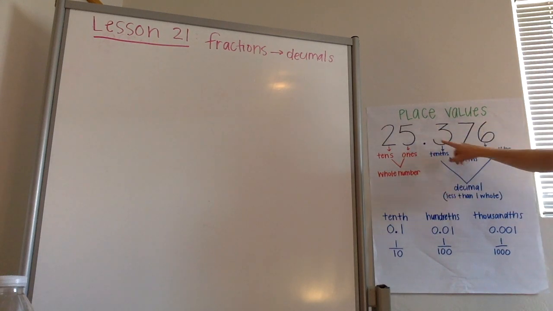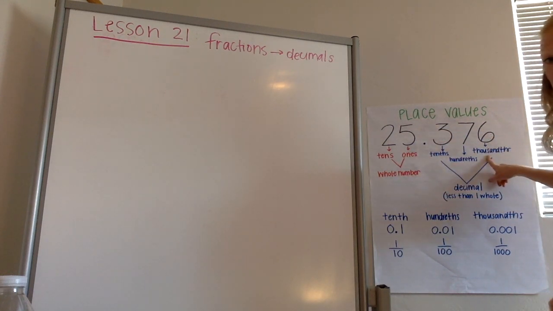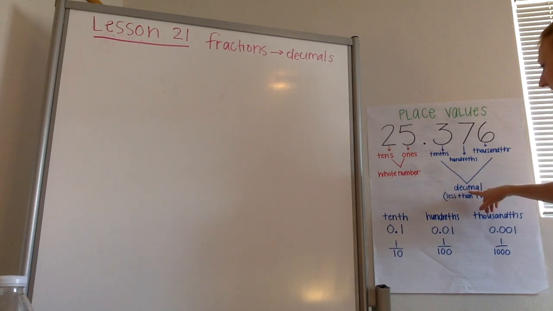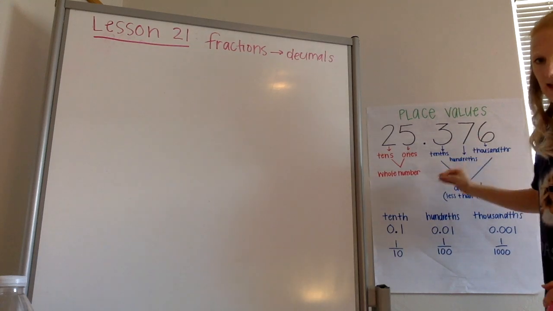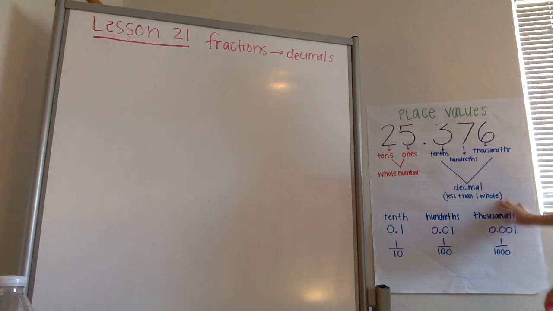On this side of the decimal, the 376 thousandths, that will always be a decimal or a fraction or less than one whole. Always, always, always. I will put this poster on our class website so you can look at it more closely, but that's what you need to know for now.